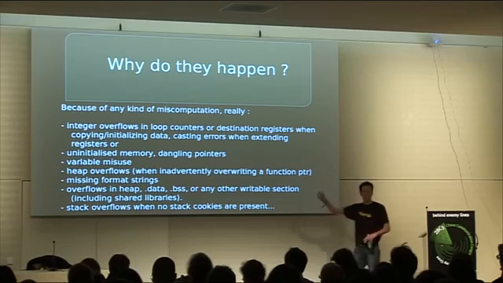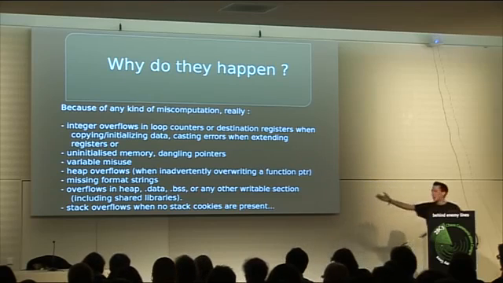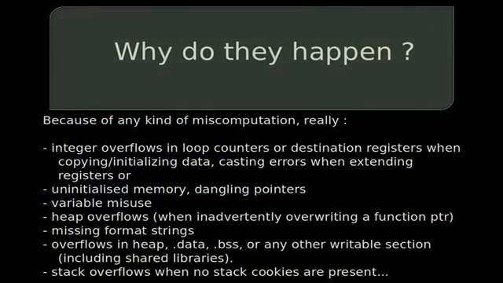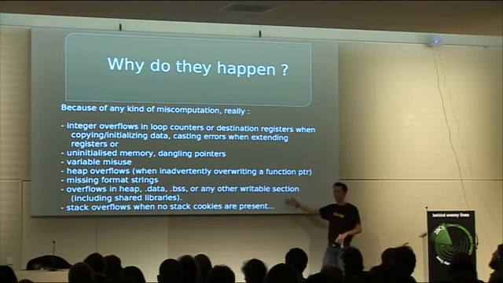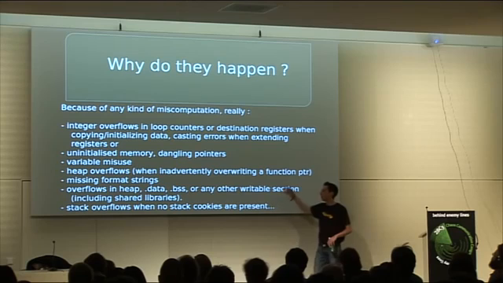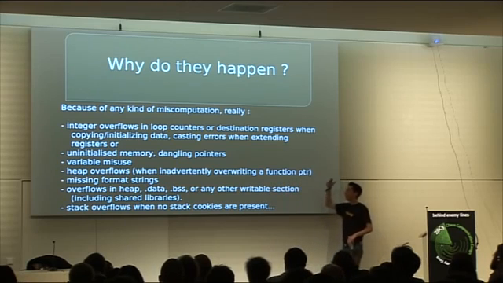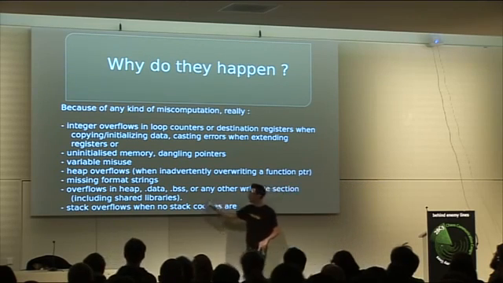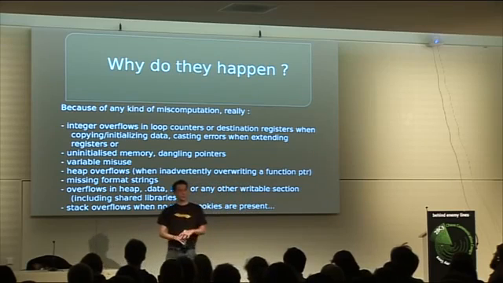Why do bugs happen? We don't really care. There are so many ways you can mess up: variable misuse, heap overflows, overflows in any kind of section. I'm especially interested in those. Stack overflows are very well understood, and there is some literature on heap overflows, but there is little which is currently usable for, say, BSS overflows.